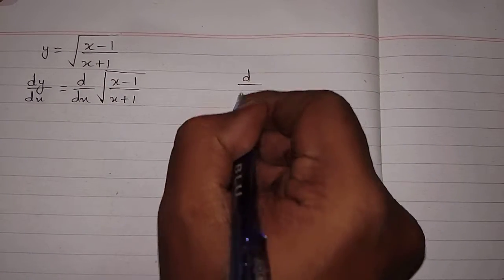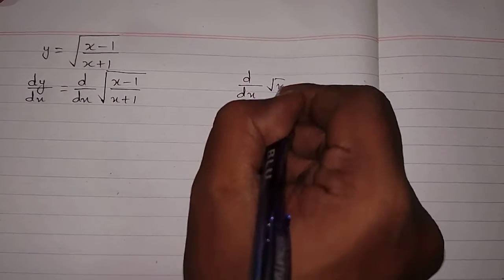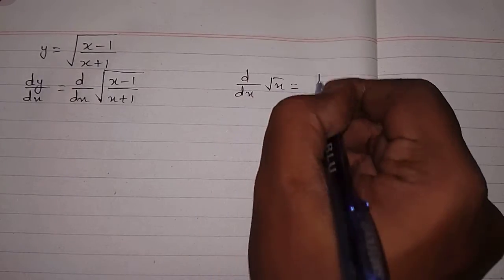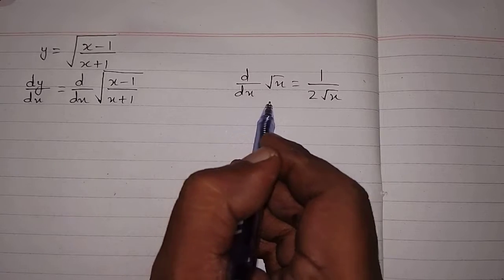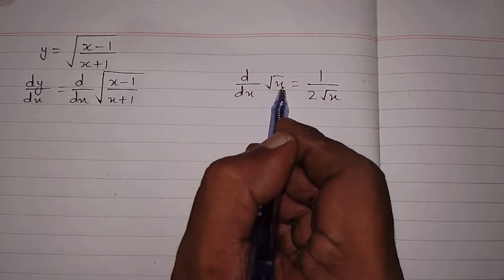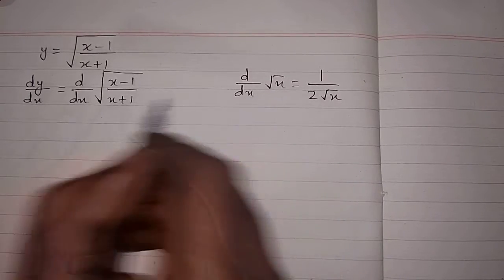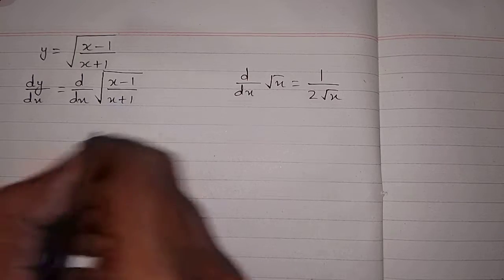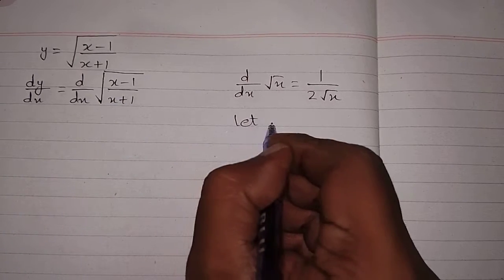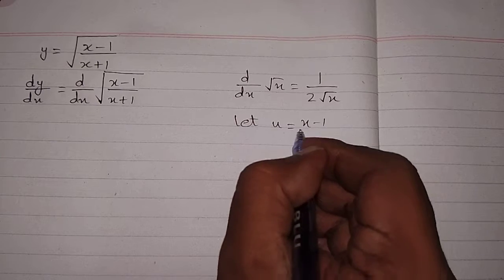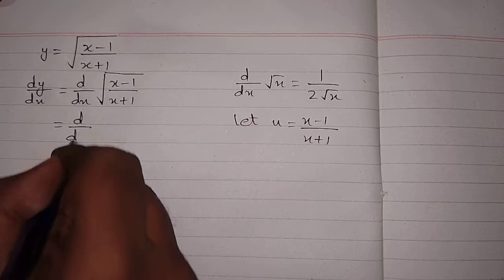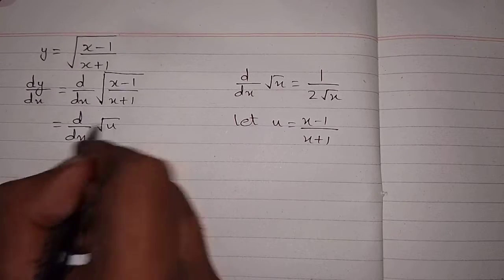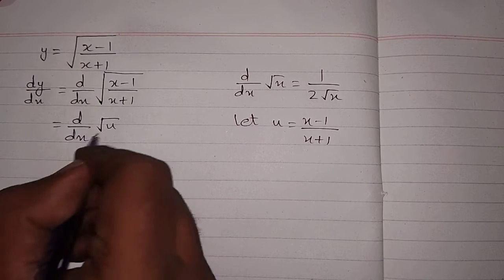We know that the derivative of square root of x is equal to 1 upon 2 square root of x. So we can apply this formula over here, but this variable and this variable must be same. But here these two things are not same. So let u is equal to (x minus 1) upon (x plus 1). So we have d by dx of square root of u. Again these two variables are not same.